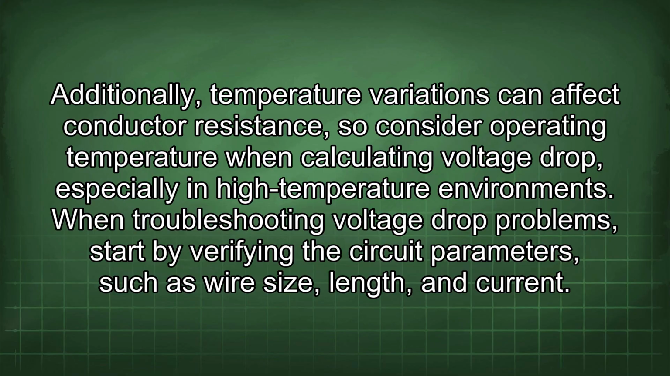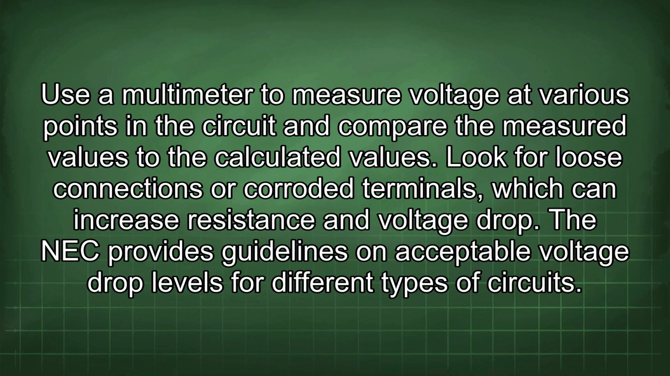Additionally, temperature variations can affect conductor resistance, so consider operating temperature when calculating voltage drop, especially in high-temperature environments. When troubleshooting voltage drop problems, start by verifying the circuit parameters such as wire size, length, and current. Use a multimeter to measure voltage at various points in the circuit and compare the measured values to the calculated values. Look for loose connections or corroded terminals, which can increase resistance and voltage drop.